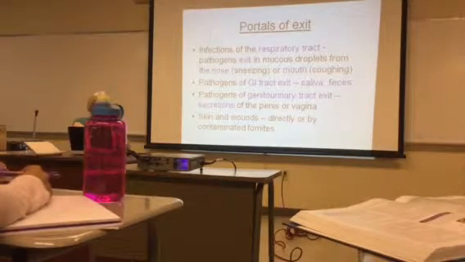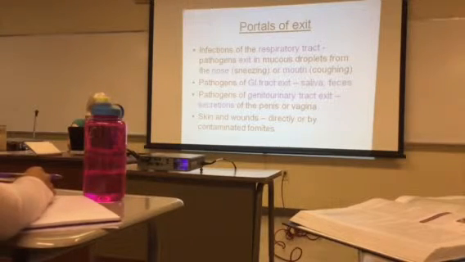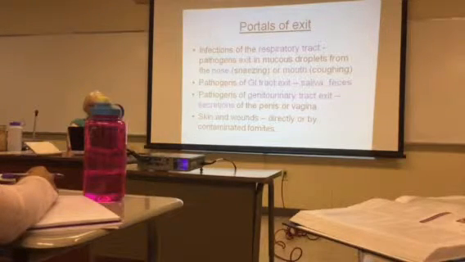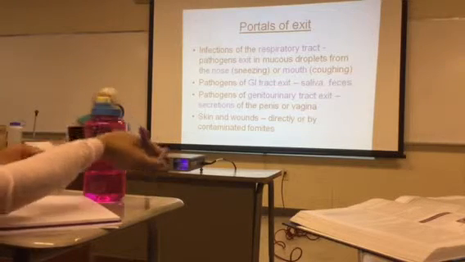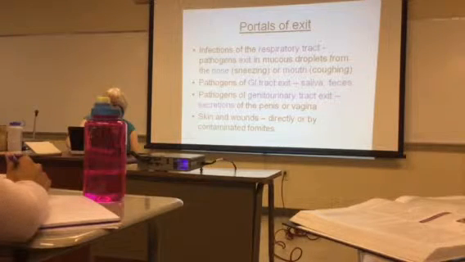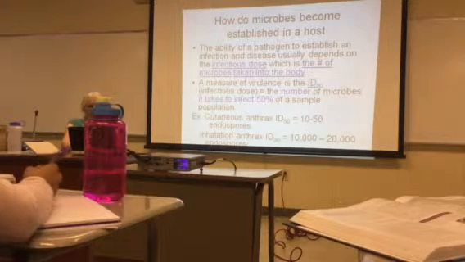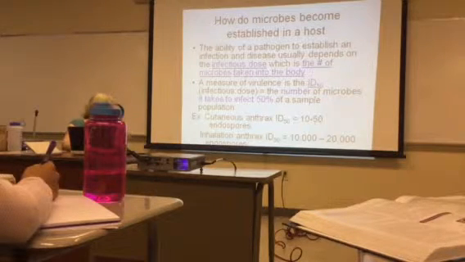And pathogens from the genital urinary tract exit through the secretions of the penis and the vagina. Go in that way, and then they exit that way. Skin and wounds, directly, or if you have wounds, you can transmit that directly by somebody touching your wound, or by contaminated fomites. And a fomite is an inanimate object, such as a glass or a hypodermic needle or a towel or doorknob, something like that.